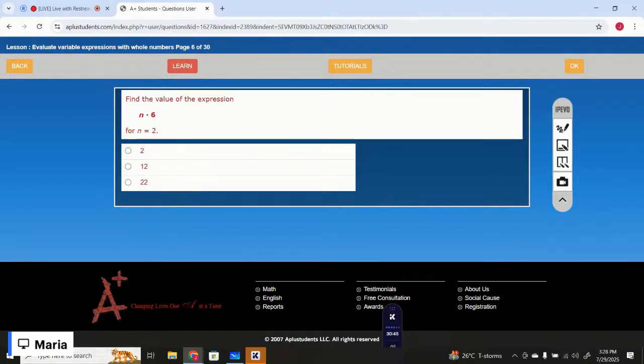Find the value of the expression n times 6. That is, replace n with 2. So that is 6 times 2. It would be 6 times 2. That is 12. Option number 2 is the correct option.